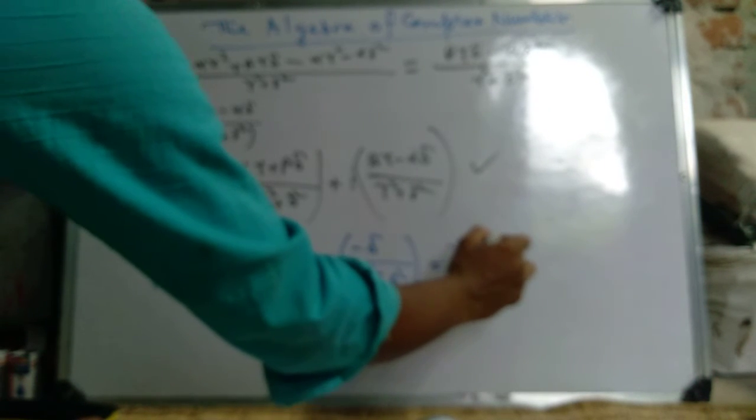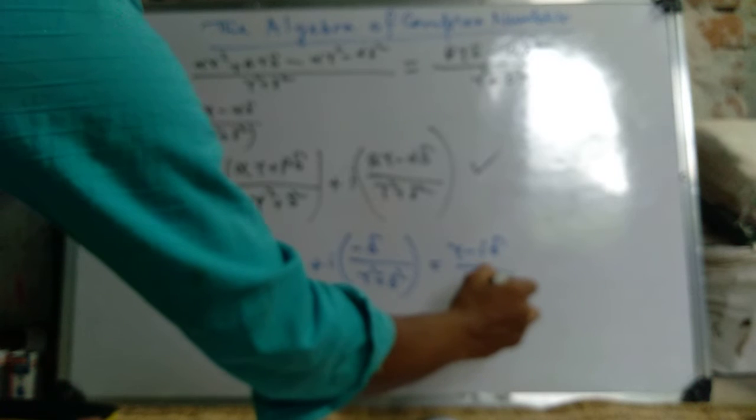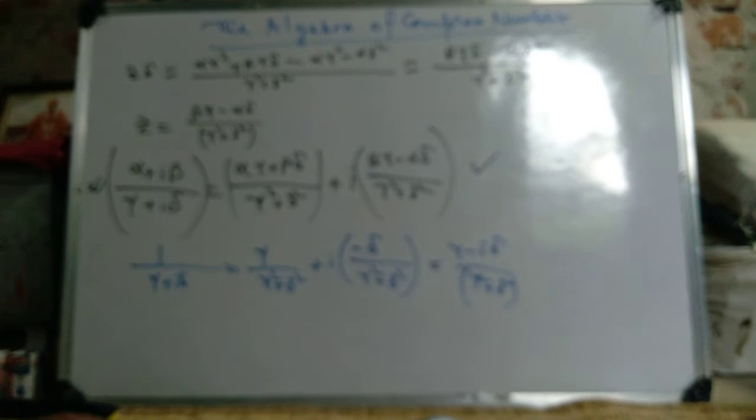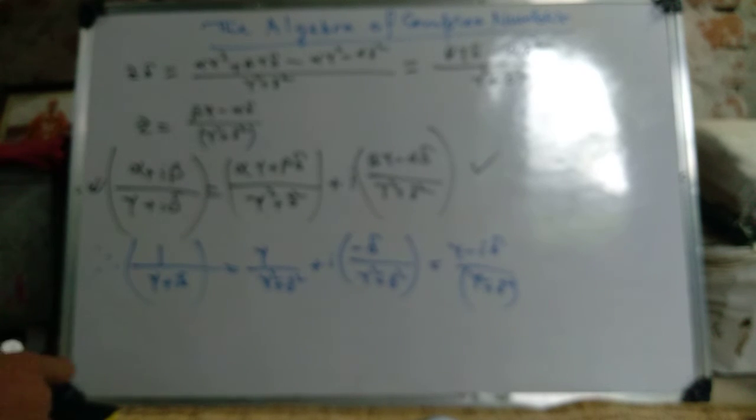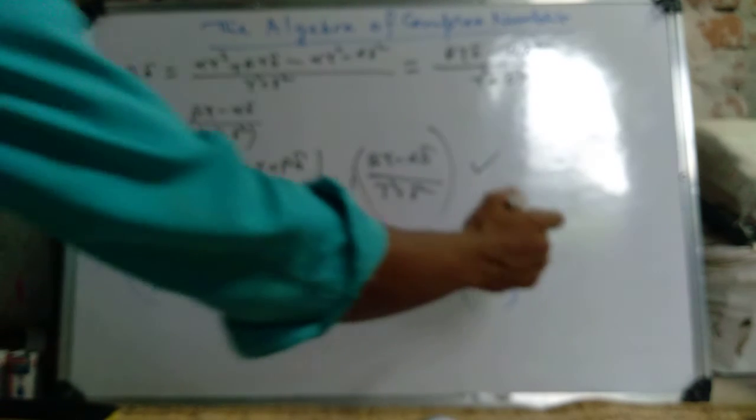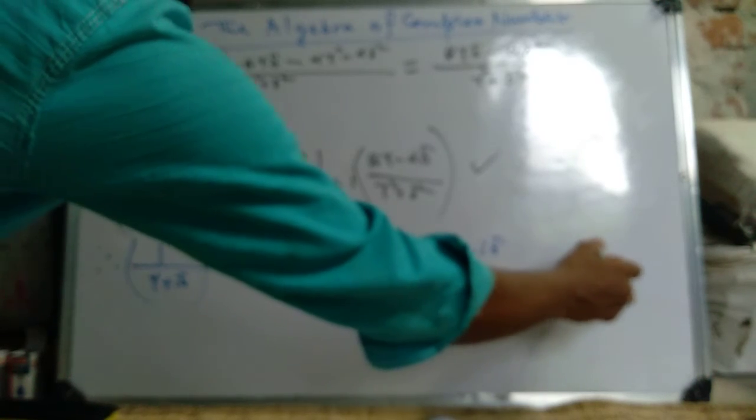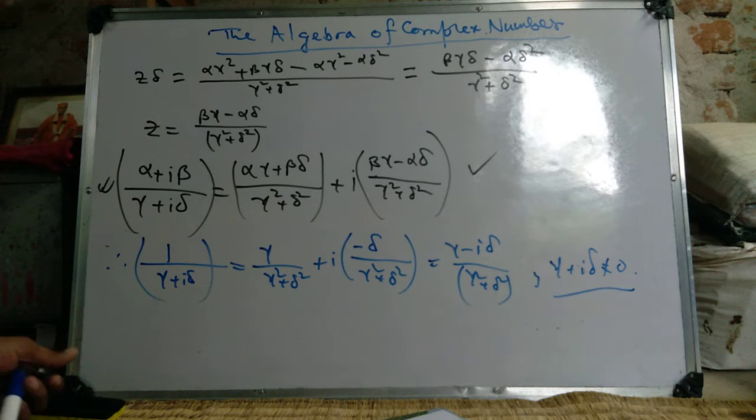Then what do we find? We find gamma minus I delta by gamma square plus delta square. This one is the result of 1 by gamma plus I delta. Obviously gamma plus I delta must not be equal to 0 for this to happen. So we find the inverse of any complex number: gamma minus I delta by gamma square plus delta square.